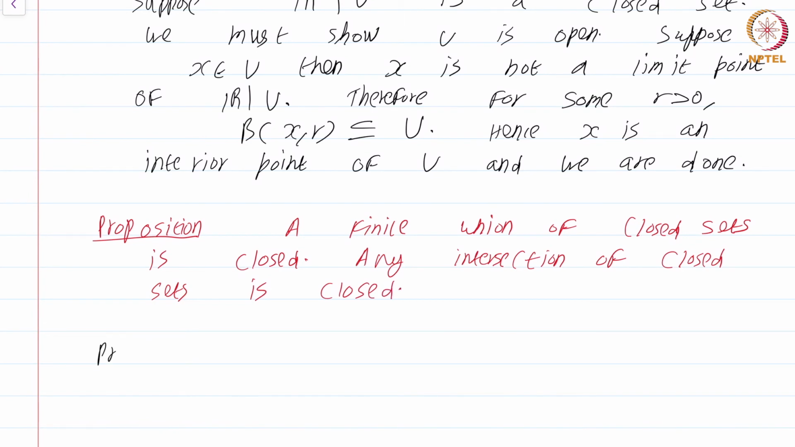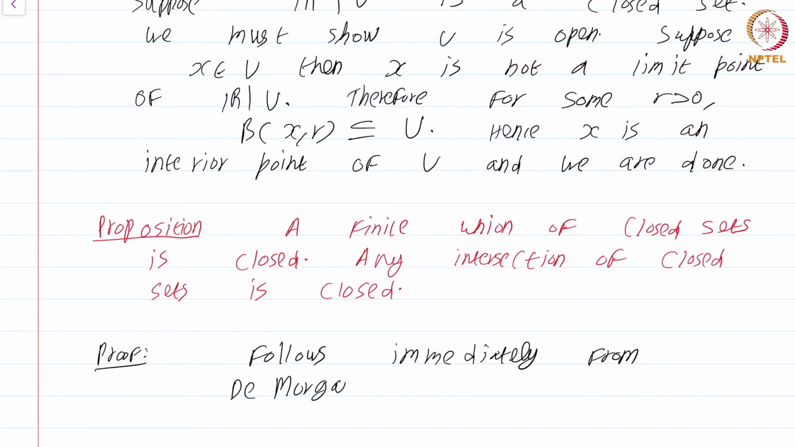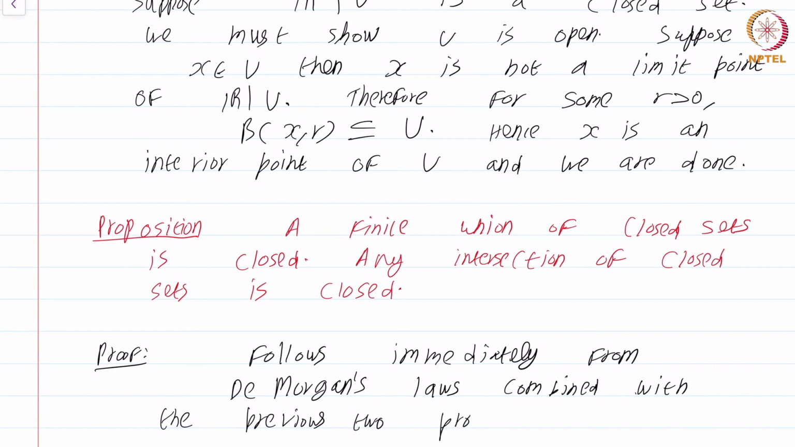Proof follows immediately from De Morgan's laws combined with the previous two propositions. I'm not even going to elaborate the proof. I'm going to leave it to you to figure this out. Okay. So from the facts about open sets, we have immediately got the facts about closed sets.